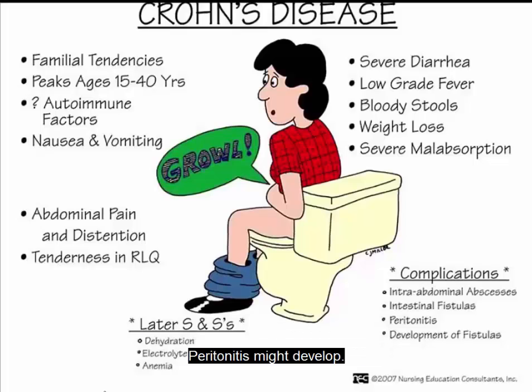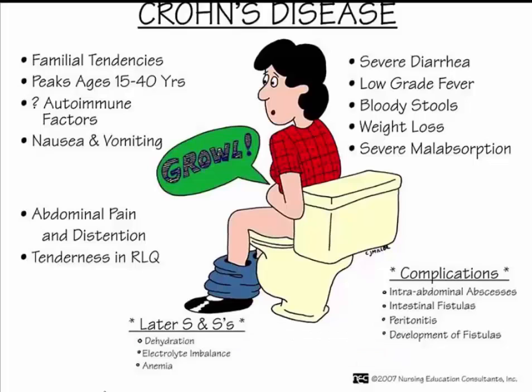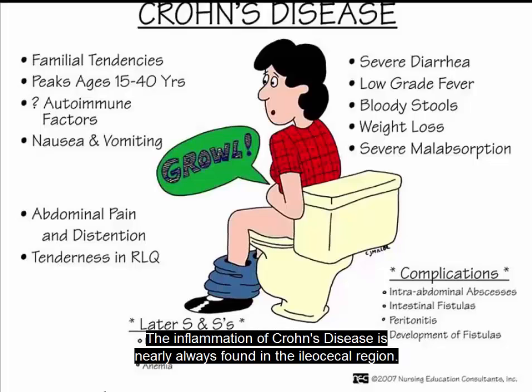Peritonitis might develop. Abscesses and fistula tracts that communicate with other loops of bowel, skin, bladder, rectum, or vagina may also happen. The inflammation of Crohn's disease is nearly always found in the ileocecal region.